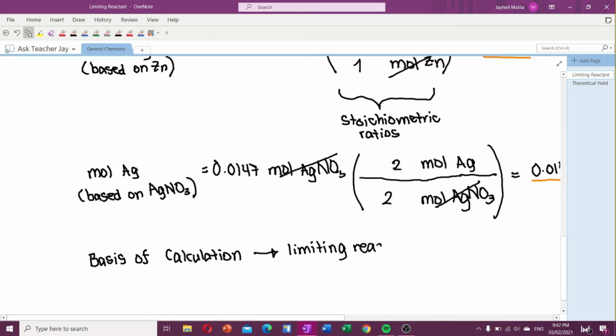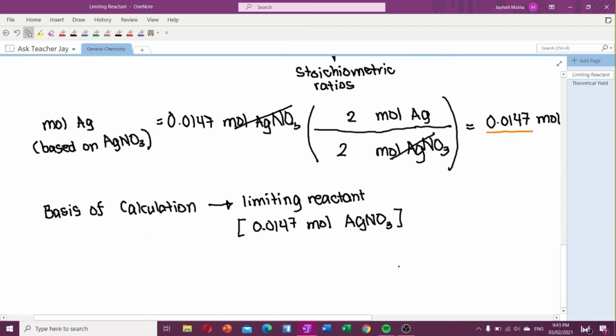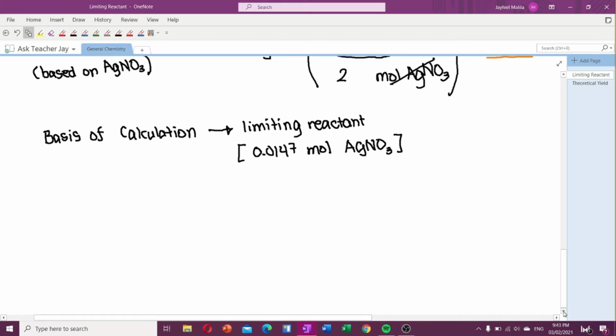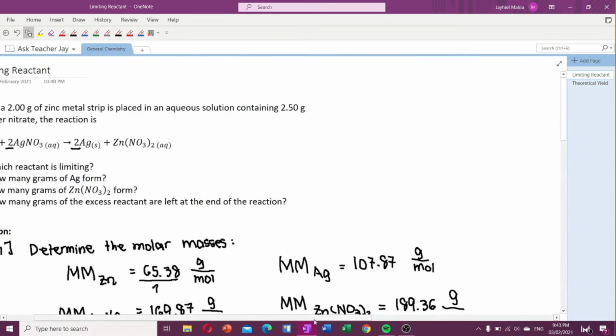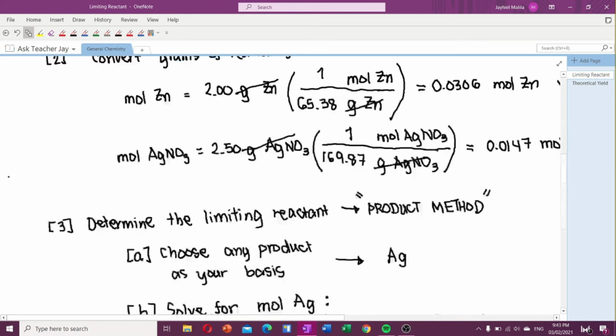So, I would recommend that when you start calculating with respect to the limiting reactant, just immediately use the value of the limiting reactant in moles to make your life more convenient. Do not start anymore with the 2.50 grams of AgNO3 because you will then go back to converting it to moles, which will be useless because you already have the value of moles over here. The next step is to, according to the problem, determine the amount of Ag and ZnNO3 that is formed.